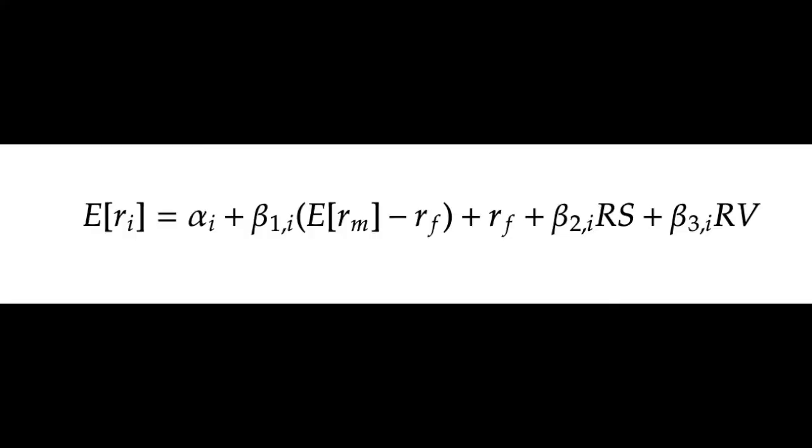So Eugene Fama and Kenneth French started by adding relative size in market equity and relative value in book value versus market equity to that CAPM model. So their 3-factor model looks like this. We have the expected return from asset i is equal to alpha plus beta 1, which is the market beta for that asset, times the expected market return minus the risk-free rate, plus the risk-free rate that every asset gets, plus beta 2 times the relative size, plus beta 3 times the relative value.